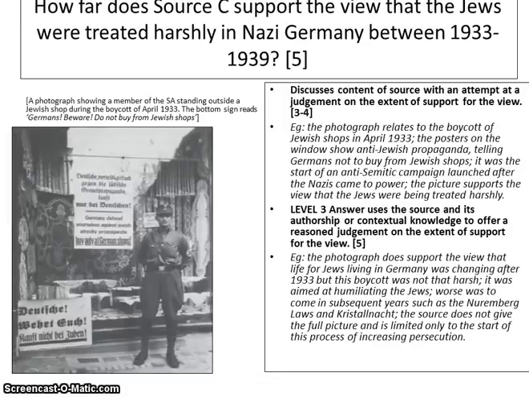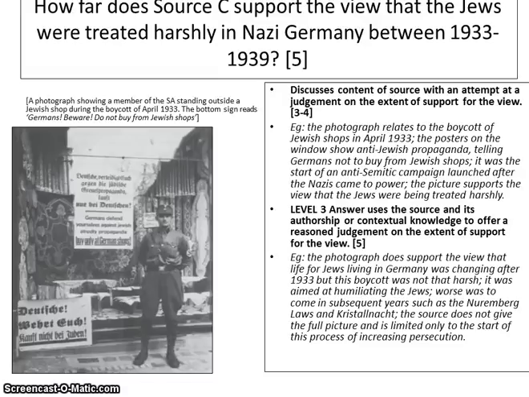How far does Source C support the view that the Jews were treated harshly in Nazi Germany between 1933 and 39? 5 marks. A lot of people find this question difficult, but you've just got to make a judgment. Does it really support the view or not, is what the question's asking you. Does it go a long way into supporting the view that the Jews were treated harshly? If you look at the source carefully, it actually doesn't go a long way in suggesting that. It's very early on in 1933 and it's about the boycott of Jewish shops.